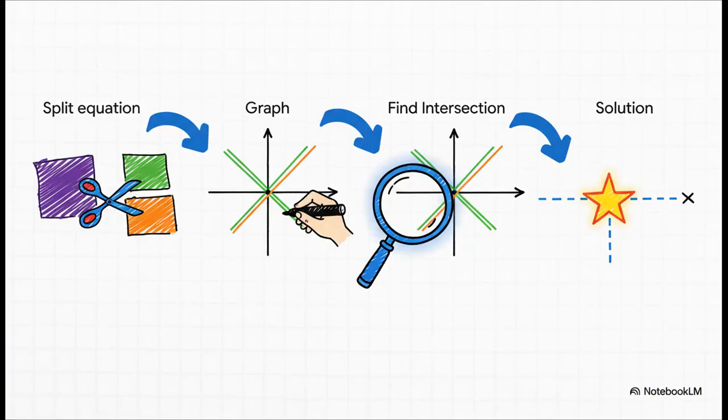It's this really simple but super powerful 4-step process. You split one equation into 2 y equals equations. You graph both of them on the same plane. You find the x value where they cross. And that's it. That's your answer. You're basically turning something that's just abstract numbers and letters into a picture that literally points you to the solution.